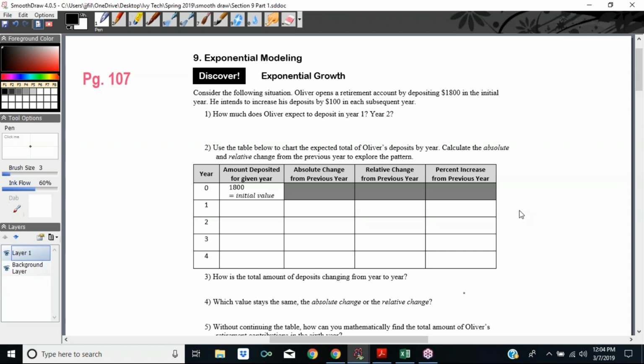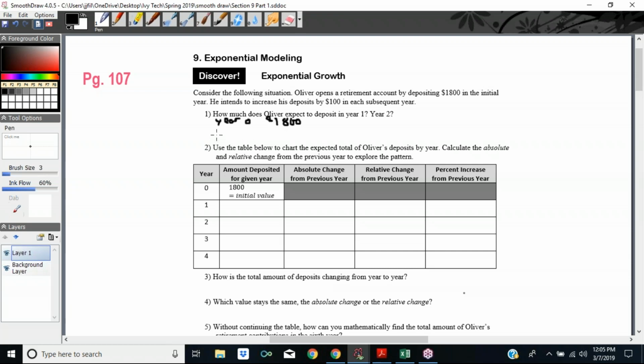And let's get started on page 107. So we're looking at exponential modeling today. Exponential growth, and it says here, consider the following situation. Oliver opens a retirement account by depositing $1,800 in the initial year. He intends to increase his deposits by $100 in each subsequent year. So it asks here, how much does Oliver expect to deposit in year 1? So let's just make a note. In year 0, that's his $1,800 deposit.